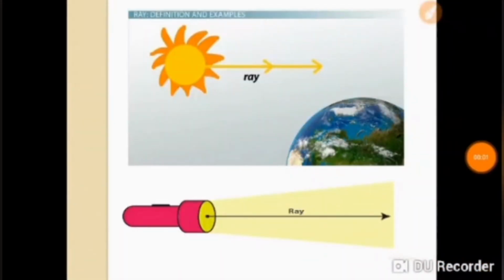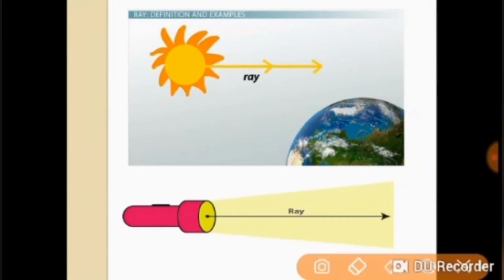Now let us see some examples of rays. You are very much familiar with these examples already. The sun ray is one of the most common examples of rays, where the starting point is the sun and you can see an arrow. The arrow indicates that the sun rays keep on moving till they reach any point on the earth. The second example is a torch. You can see the starting point of the ray is definitely the torch and the ray will keep on moving till it gets an end point.